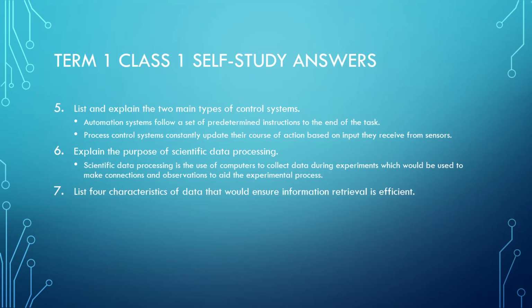And the last one lists four characteristics of data that would ensure information retrieval is efficient. I'm not sure. Okay. I didn't go through this part properly. Data should be accurate, up to date, structured in a way that makes searching for specific information possible, and stored in a suitable storage medium.